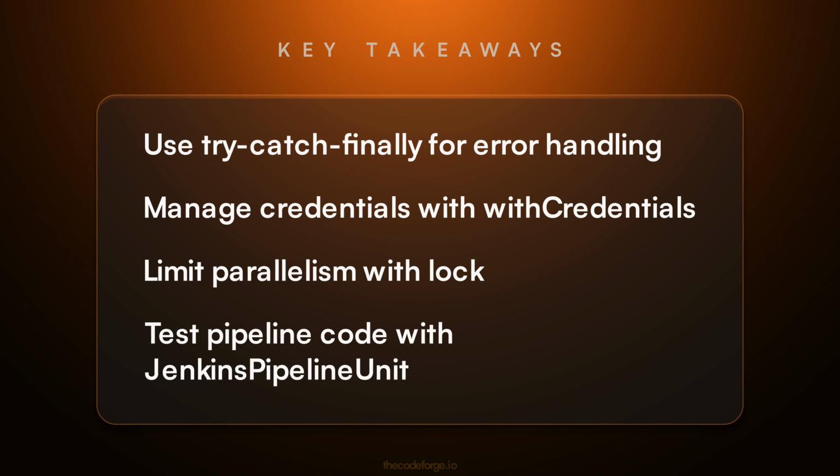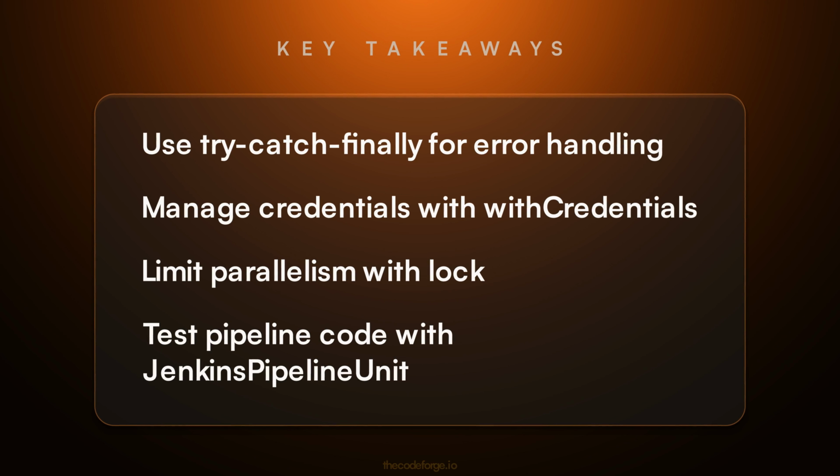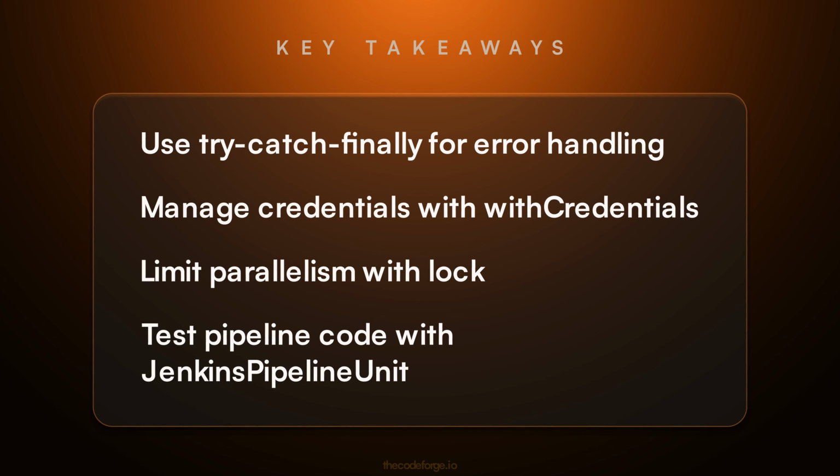To wrap up, remember these key takeaways. Always use try-catch-finally for error handling. Manage credentials securely with withCredentials. Limit parallelism with lock to avoid executor starvation. And test your pipeline code with Jenkins Pipeline Unit.